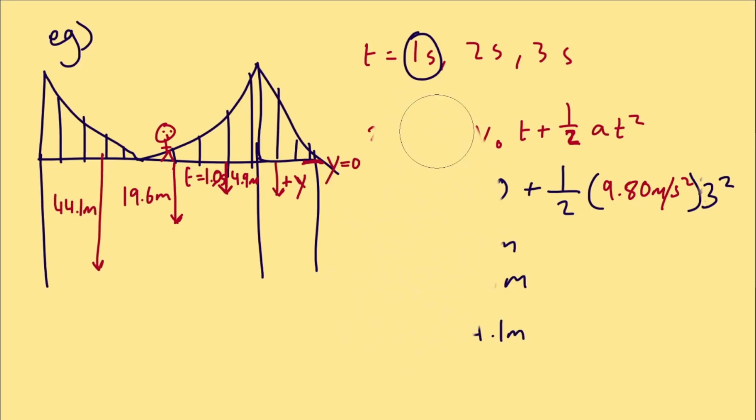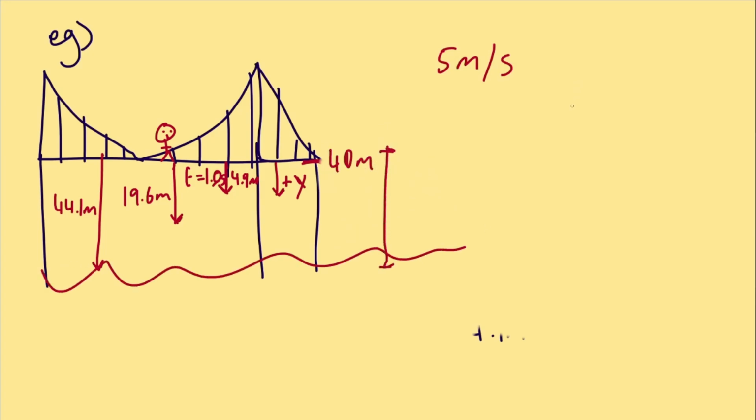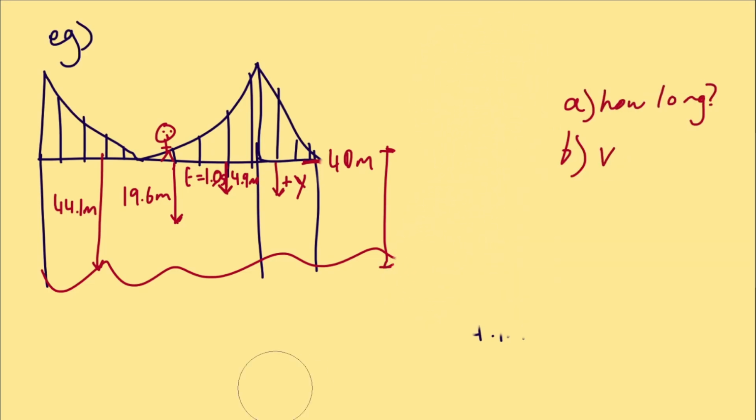Now, what if it was the exact same bridge? However, instead of dropping the bolt, the guy threw the bolt down at an initial velocity of 5 meters per second. If the bridge is 40 meters tall from the water down below, one, how long does it take to hit the water? And two, what is the velocity after hitting the water? Let's go ahead and solve this.